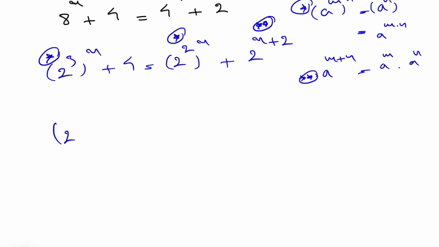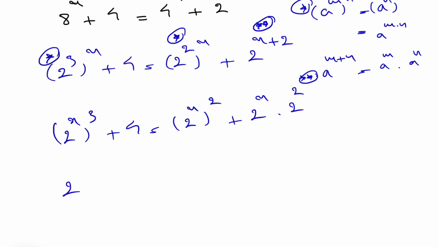So if that's the case, this will be 2 to the x to the power of 3 plus 4, and I'm gonna do 2 to the x to the power of 2 plus 2 to the x times 2 to the power of 2, which is 4.